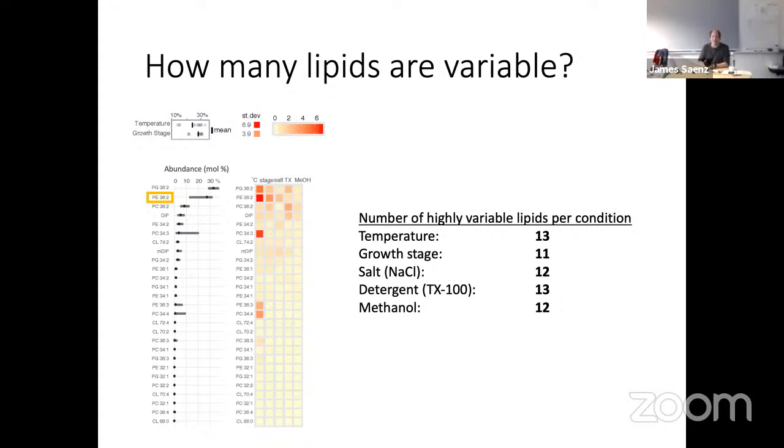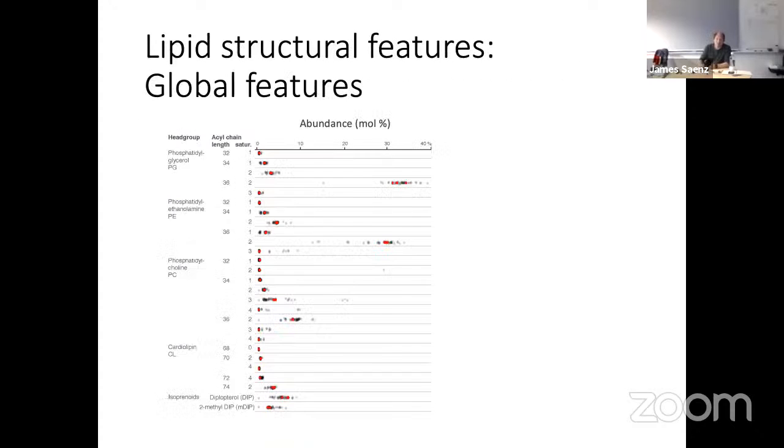We can say, okay, you need to know how many lipids you're going to need to build your synthetic membrane to make sure it can adapt to all these conditions. You'll need 11. Okay, but which lipids? That's another important question. What's the logic behind how the cell chooses which lipids it varies?